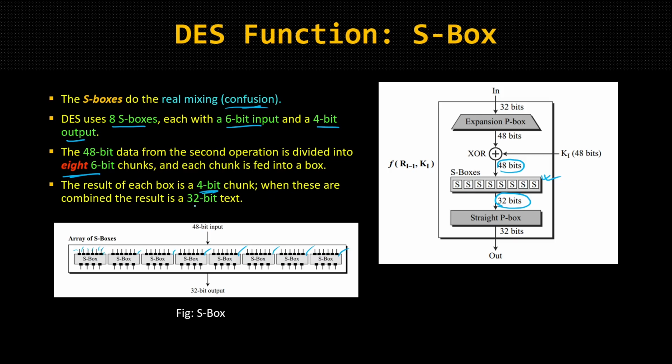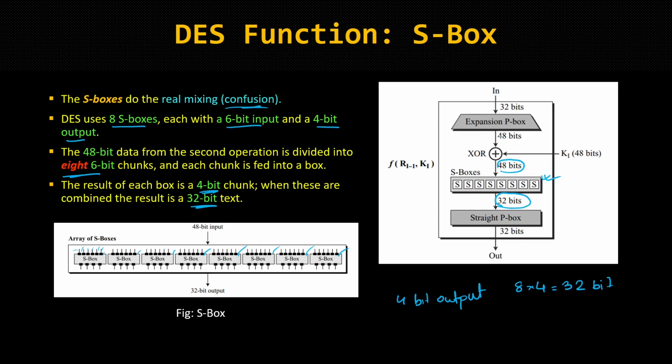When these are combined, the result is a 32-bit text. So from each of the S boxes, we will get a 4-bit output. How much? A 4-bit output from each of the S boxes. Since we have 8 S boxes, these 4-bit outputs will give us a total of 32-bit output, right? This 32 bits is now applied to a straight P box, which also generates 32 bits. This is basically transposing or reordering the positions after the S box has produced an output.